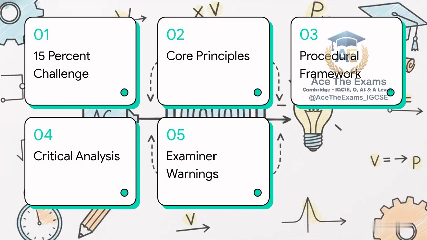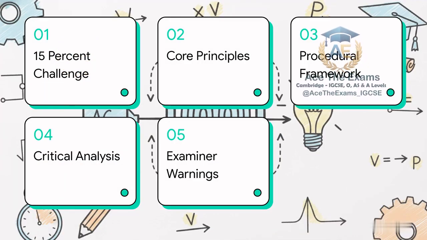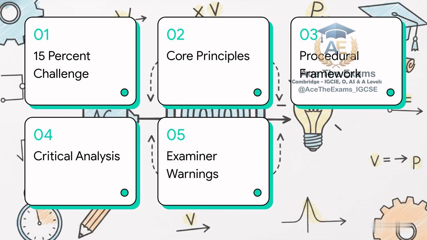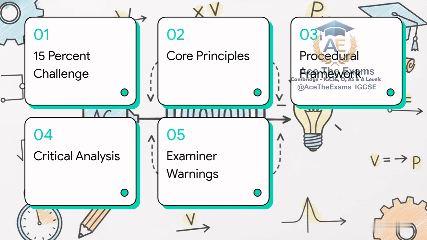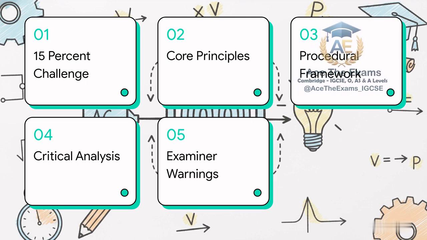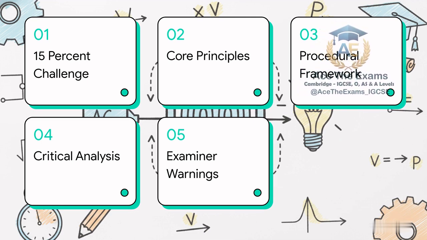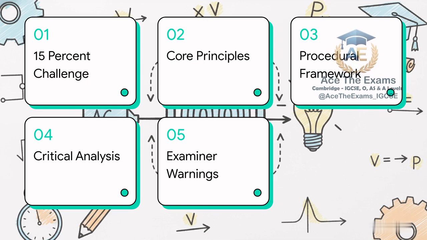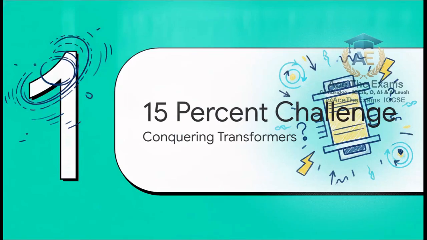All right, let's quickly run through our agenda. This is our examiner's playbook for today. We're tackling the 15% challenge, laying down core transformer principles, building your procedural framework, mastering critical analysis, and finishing up with the top examiner warnings. Let's get straight to it. Section 1. The 15% challenge.